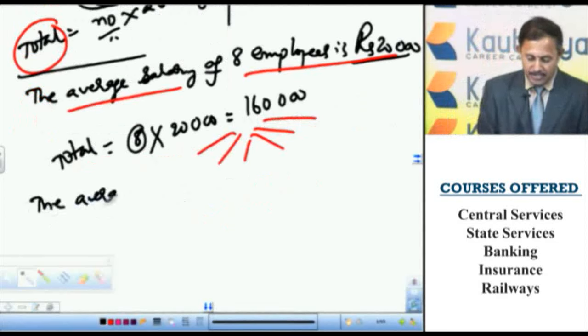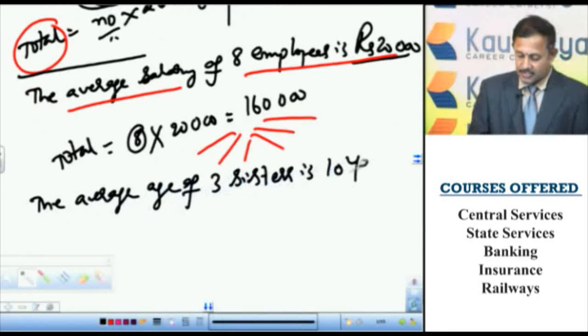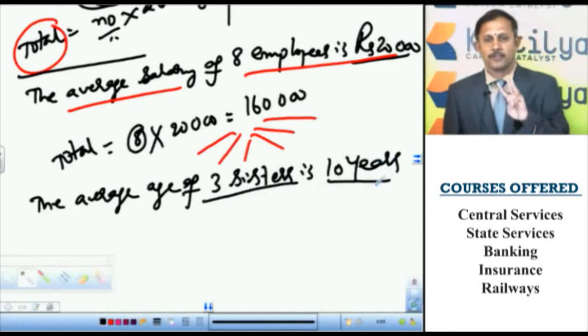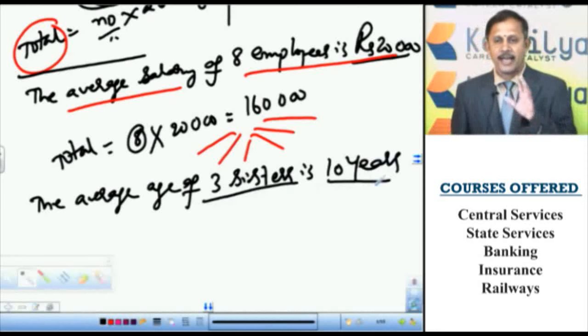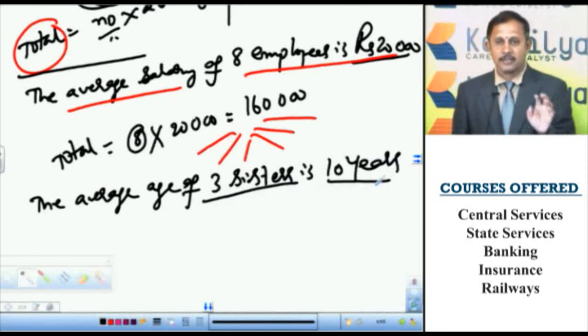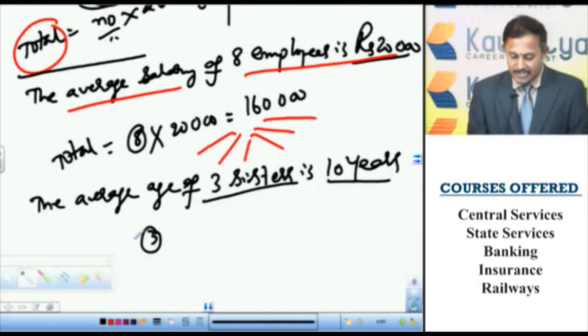The average age of 3 sisters is 10 years. So there are 3 sisters in the group and their average age is given as 10 years. But it doesn't mean the age of each one is exactly 10 years, right? So here the number of candidates is 3 and their average is 10.